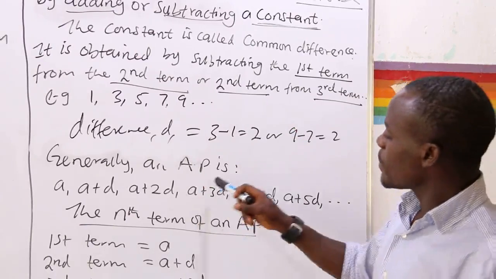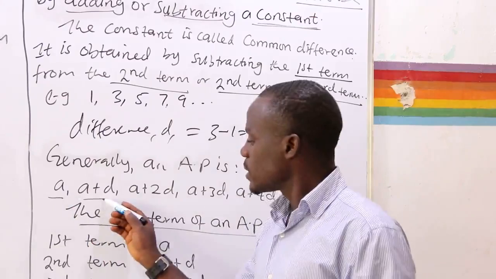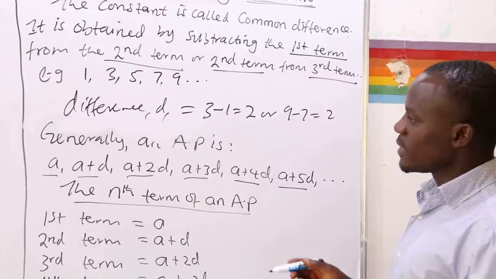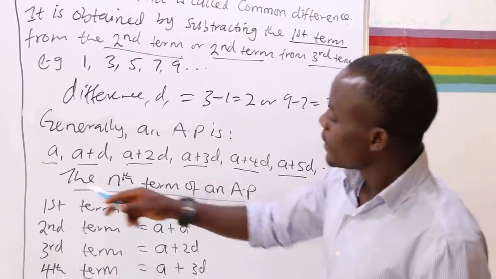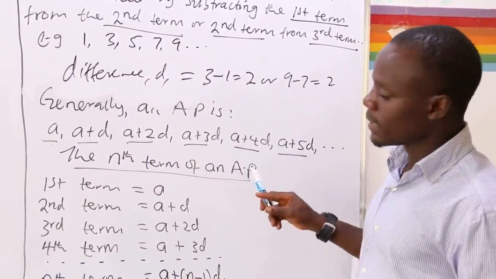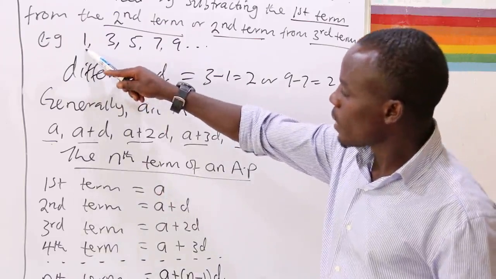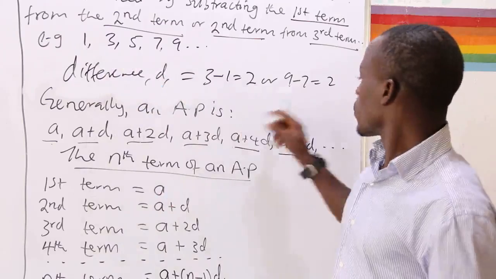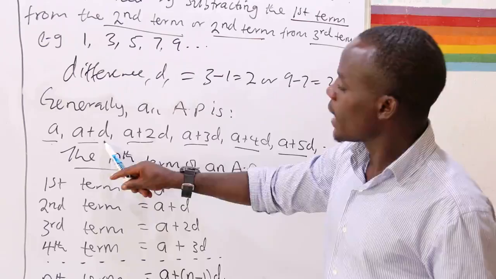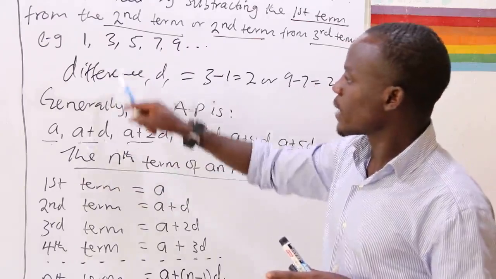Okay, we say generally an AP is A, that is the first term, A plus D, A plus 2D, A plus 3D, A plus 4D, A plus 5D. Now, look at it. This is the first term, second term, third term, fourth term, and it continues like that. So you now see that, in this example that we have, the first term here is 1, isn't it? Now, what is the difference? We got 2. So if I just say 1 plus 2, that is A plus D. Our A is 1, our D is 2. So if I just say 1 plus 2, I will get 3, isn't it?